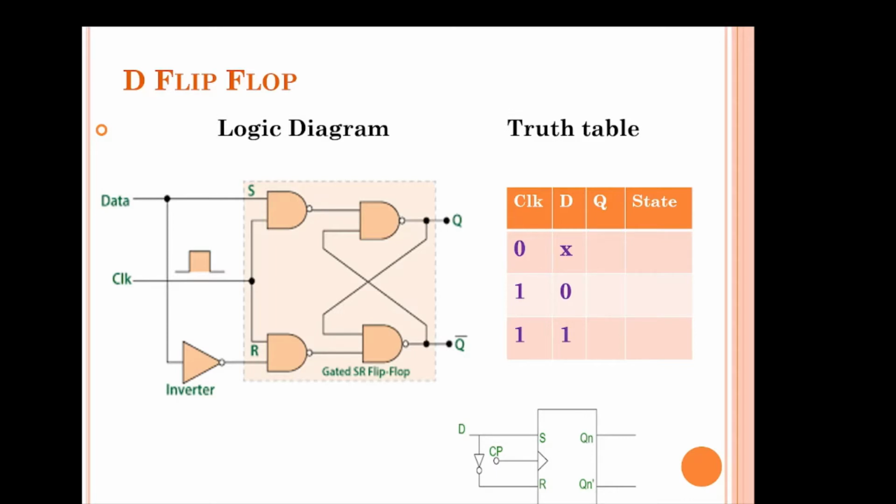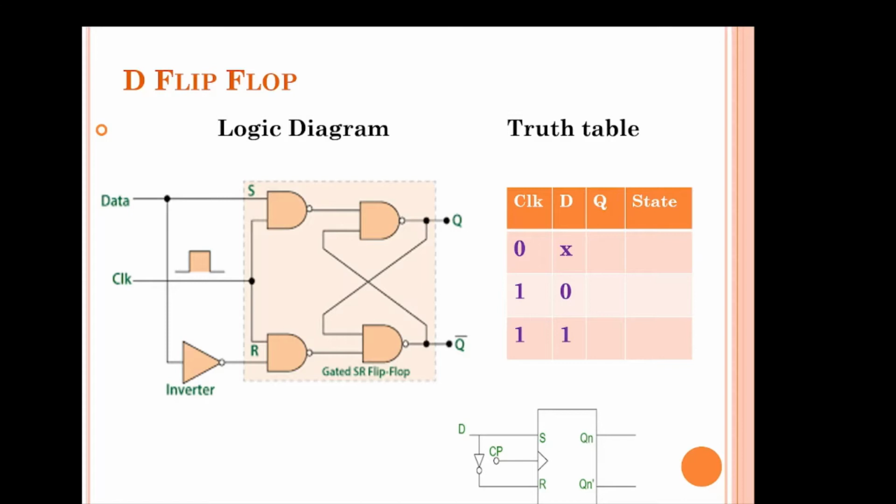In this tutorial, we are going to study the working of a D flip-flop. In the previous tutorial, we studied the SR flip-flop. In the SR flip-flop, we have seen that if S is equal to 0 and R is equal to 0, then there is no change in the output.